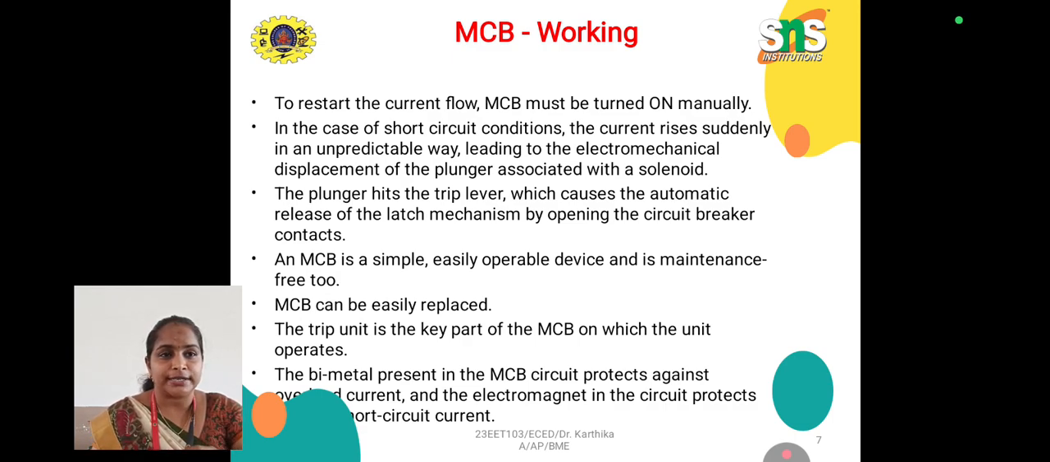In any short circuit condition, in an unpredictable way, it leads to electromechanical displacement of a plunger associated with the solenoid. This plunger hits the trip lever, which causes the automatic release of the latch mechanism by opening the circuit breaker contacts. An MCB is a simple, easily operable device, it is maintenance free, and it can be easily replaced. The trip unit is the key part of the MCB which controls its operation. The bimetal element protects against overload current, and the electromagnet protects against short circuit current.